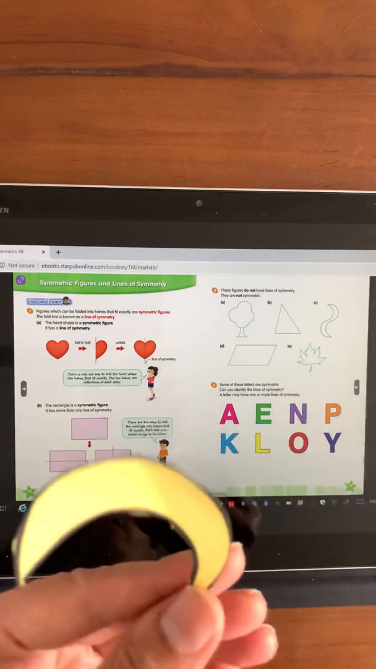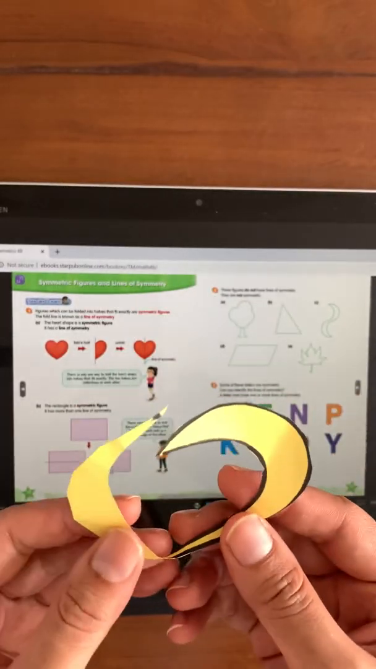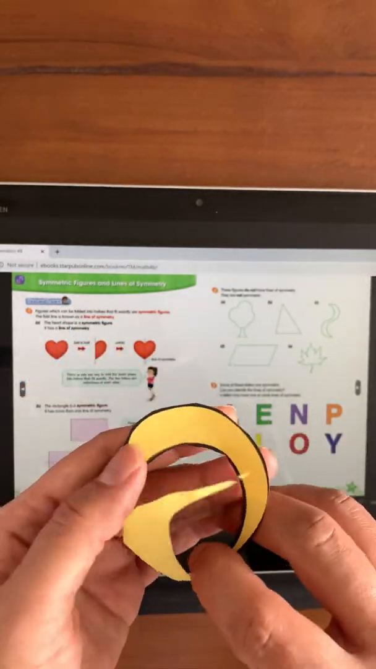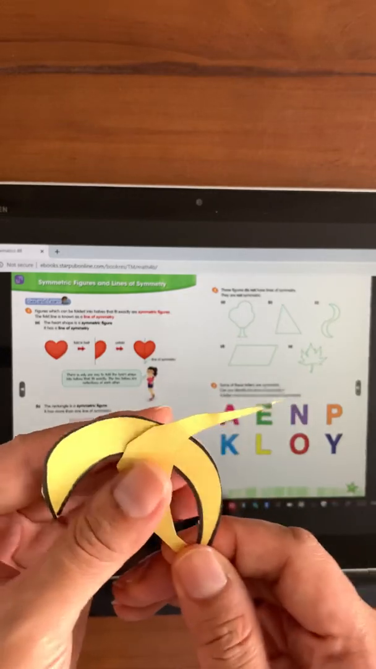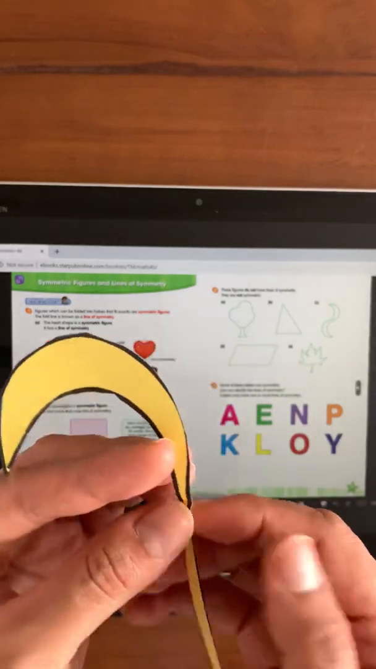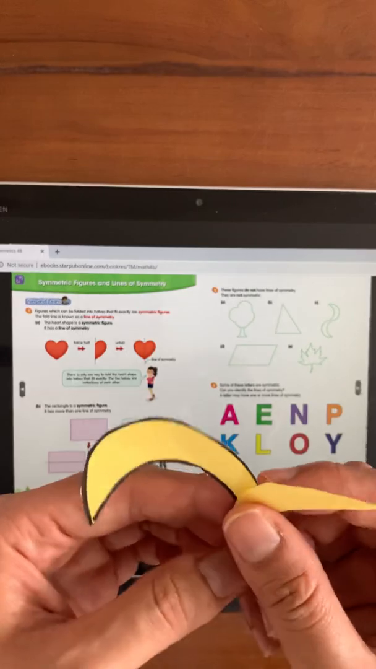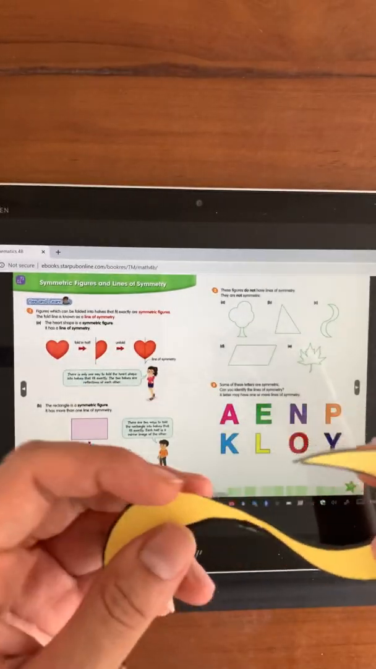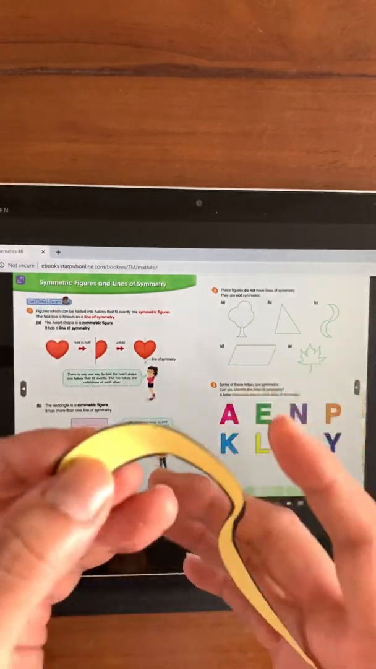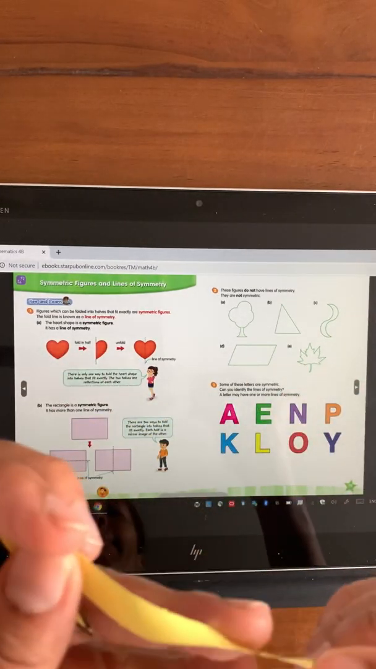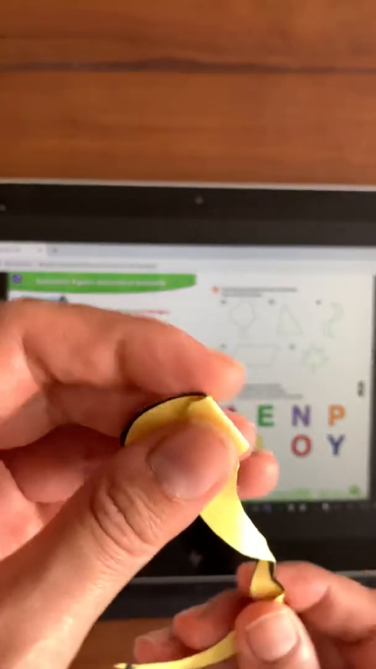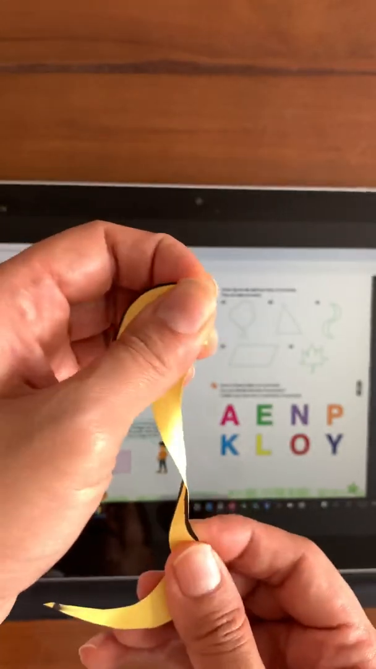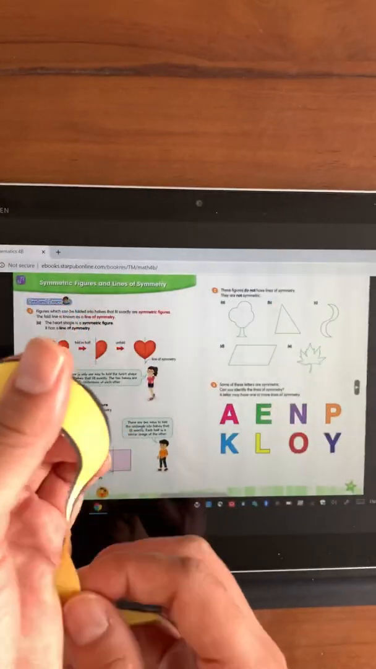Now, what about this one over here? Are we able to fold the figure so that it is divided into two equal halves? If I fold the figure, it will look like this. So this figure is also not a symmetric figure. If I fold it the other way into half, maybe vertically, let's try. Something like this, you will see that it does not match. So this is not a symmetric figure as well.